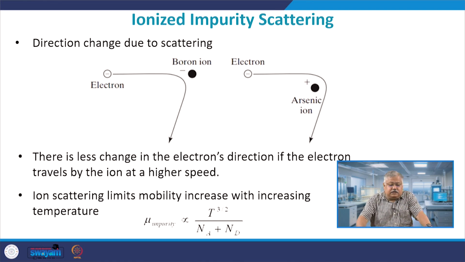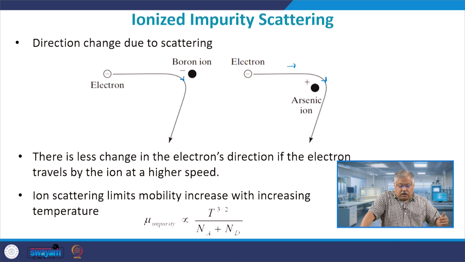Let us look at ionized impurity scattering, very simple and straightforward. If you are doping with boron or even arsenic atoms for making it a P type or an N type, and then you let the electron pass through, there will be a repulsive force or even an attractive force like this, because of which the direction of the electron in this case and the direction of the electron in this case will go on changing.